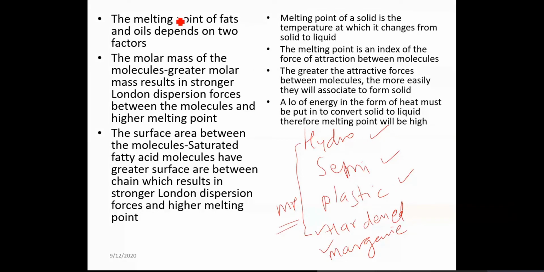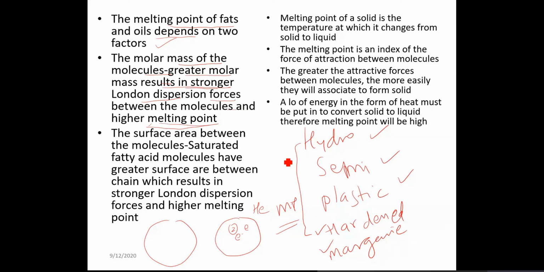The melting point of a fat and oil depends on two factors. One is the molar mass of the molecule: the greater the molar mass, the stronger the London dispersion forces. I explained that in London dispersion forces, suppose you have a molecule, a molecule will have protons and electrons. If you take the example of helium, two protons and two electrons, I think I have that slide next. Greater molar mass results in stronger London dispersion forces between the molecules and a higher melting point.